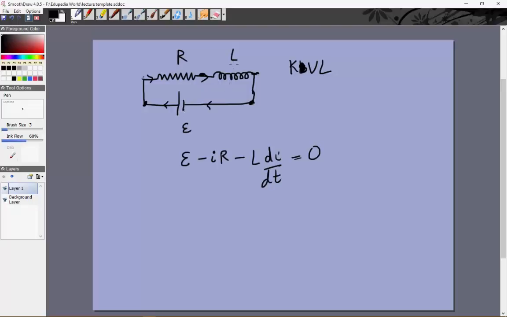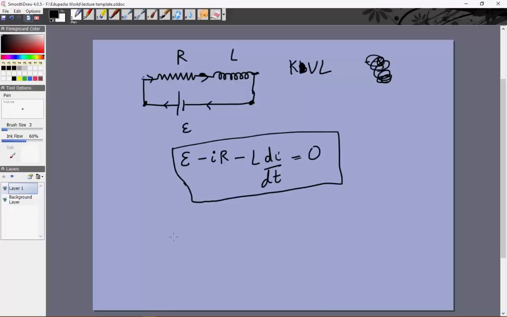If this was a capacitor instead of an inductor, and we assume that this was a positive and negative plate, then instead of minus L di by dt, it would be minus Q by C, because that would be the potential difference across a capacitor. And later we'll join all three of them too in the next chapter. Right now this is our equation, and this seems like a simple enough equation to solve. We just need to do a little bit of mathematics. E minus IR is equal to L di by dt.